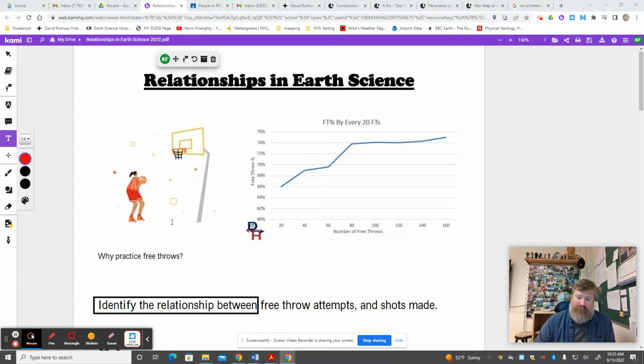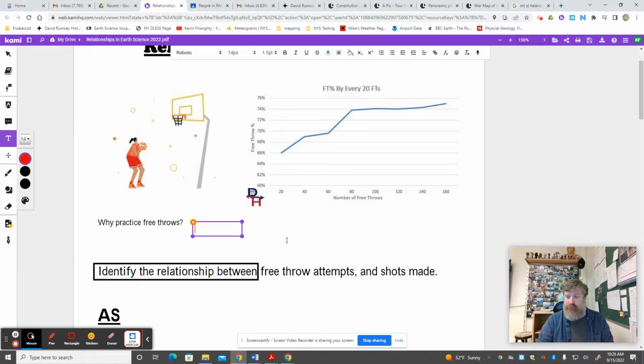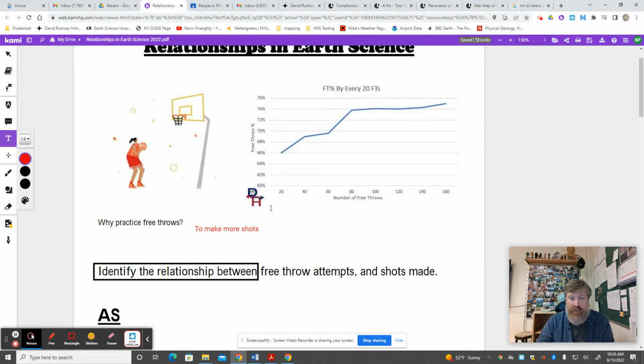Why would we practice free throws or anything for that matter, right? Free throws I picked this morning because I found this little graph, nice and easy. Why would you practice them? Think to yourself. I'd say it's to make more shots, right? Make more foul shots. As it turns out, according to this study that I found, the more of them that you take, the higher your percentage gets. So you shoot more, you make more. That's why we practice things, right?